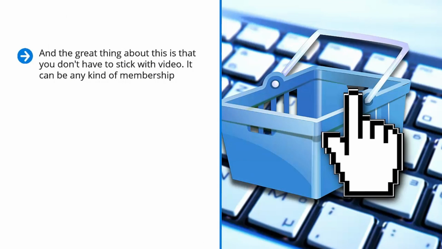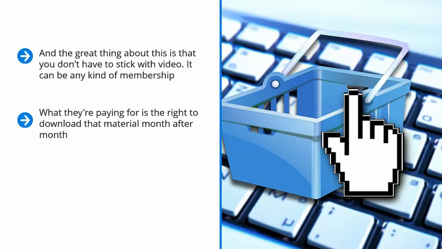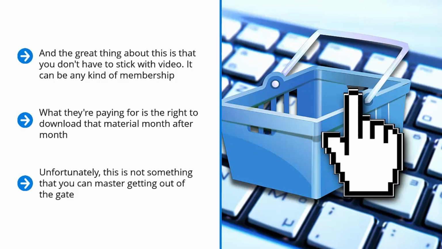And the great thing about this is that you don't have to stick with video. It can be any kind of membership. Maybe you can give them access to pictures. Maybe you can give them access to files or even software. It doesn't matter. What they're paying for is the right to download that material month after month. This is the key. Recurring income should be your ultimate goal. This is how you maximize your effort. You're putting in less work while getting more money out of the system. Unfortunately, this is not something that you can master getting out of the gate. It also doesn't happen overnight. You have to pay your dues by doing the other steps above first.